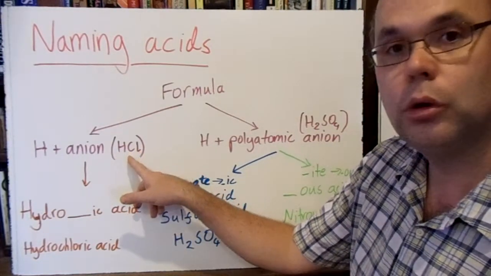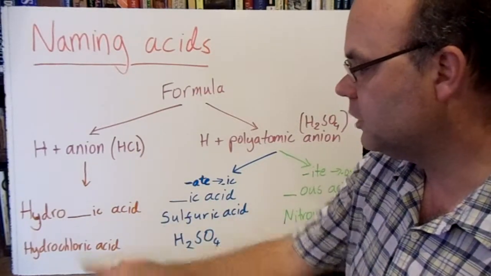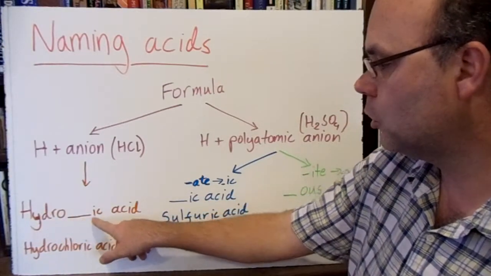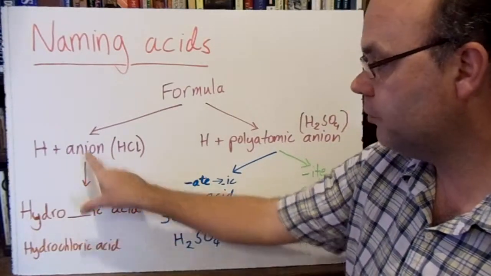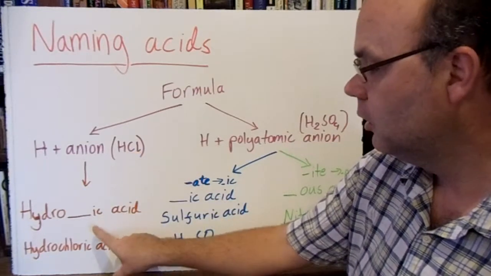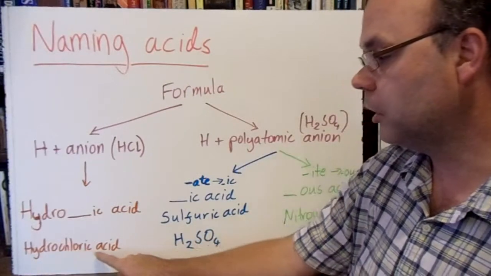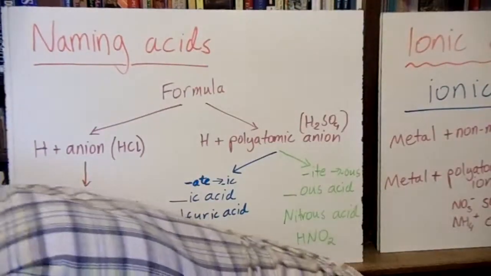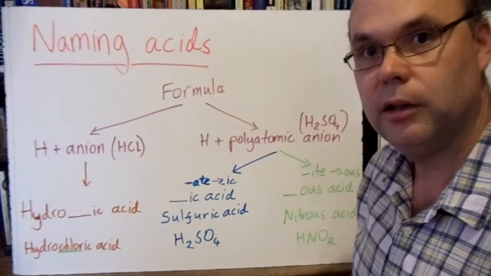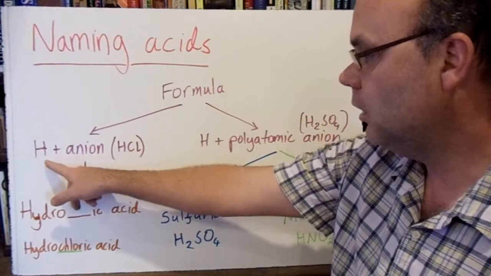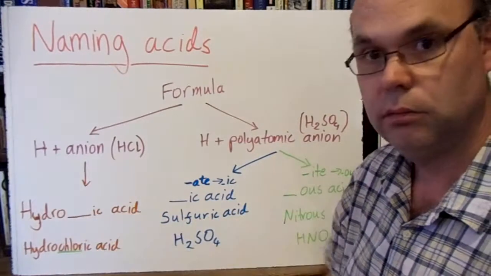So the chlorine, chloride, we want the chlor bit. So we say hydrochloric acid. See, we put hydro in front, then we put the bit of the anion, the chlor, and then we change the ending of that to ic acid. Hydrochloric acid. So there's our root of the anion. H plus an anion, we just put hydro in front, ic on the end, acid.